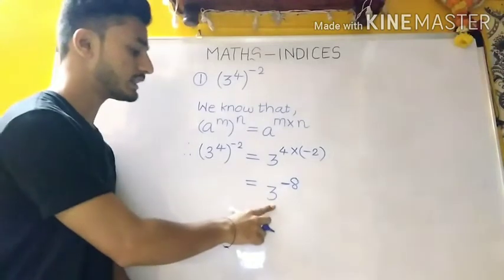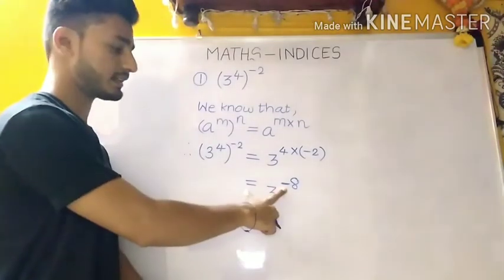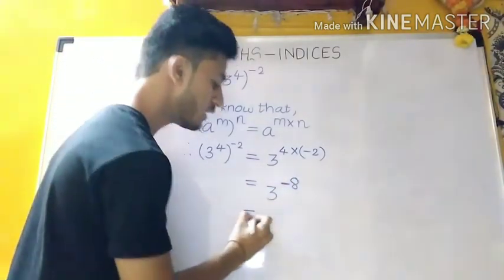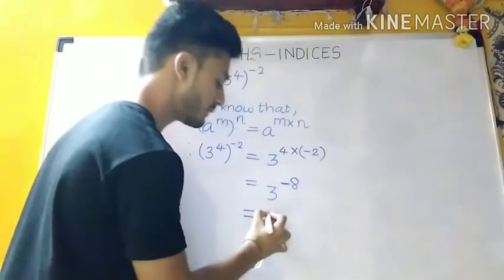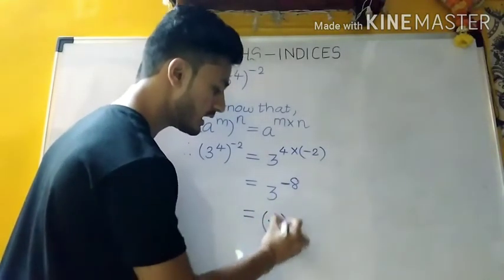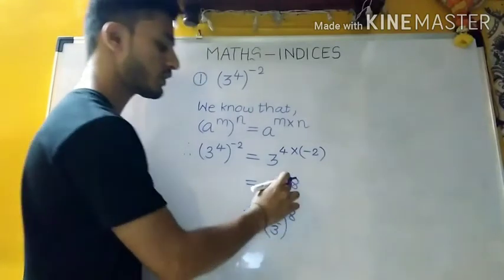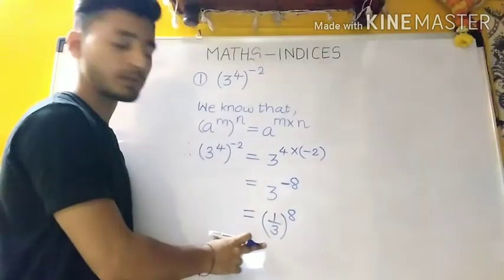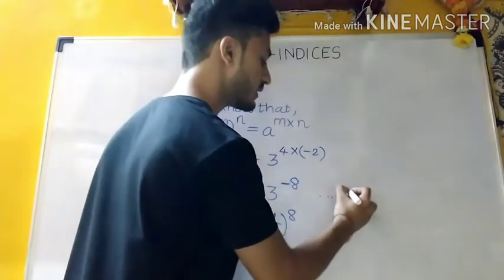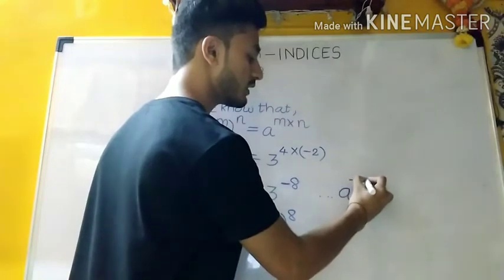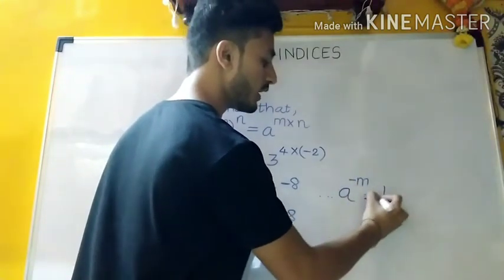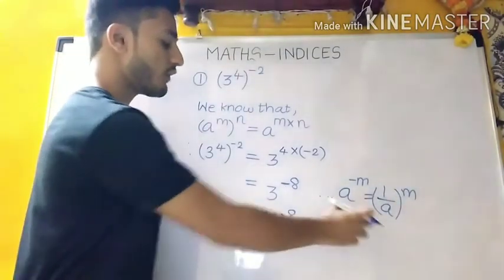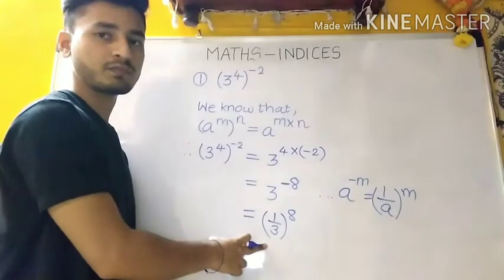What is the final answer? 3 raised to the power minus 8. Now since the power is negative, what do we do? We take the reciprocal, so it will be 1 upon 3 raised to the power 8. Because we cannot always keep the negative power, we convert it into the positive one. So which formula did we use here? a raised to the power minus m is equal to 1 upon a raised to the power m. This formula or this law we use for this final answer. Okay.